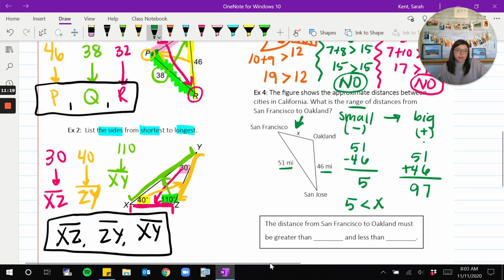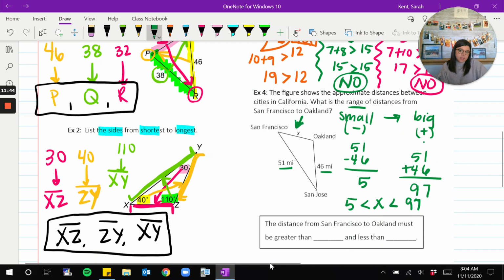And then, it's got to be smaller than 97. Because if it's 97, we know that when we add 51 and 46, that gets us 97 on the dot. So if we had 98, 51 plus 46 would be smaller than that 98. So it wouldn't work to be bigger than 97.